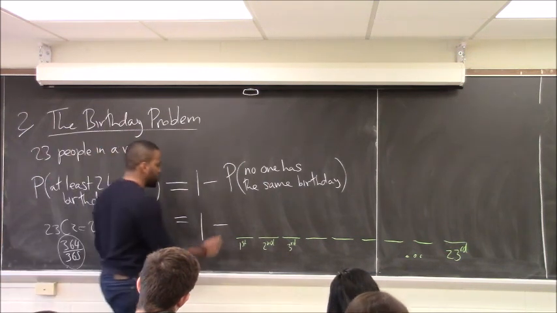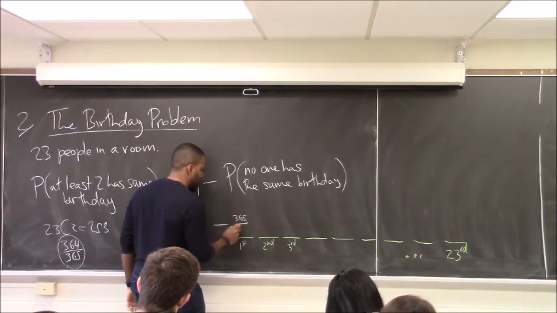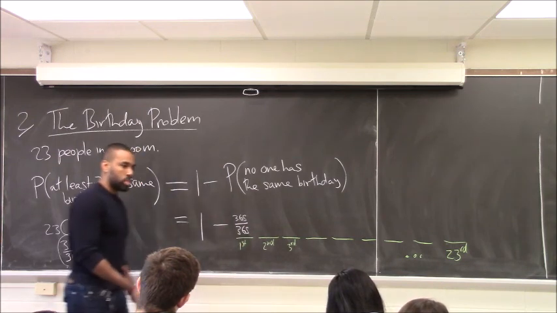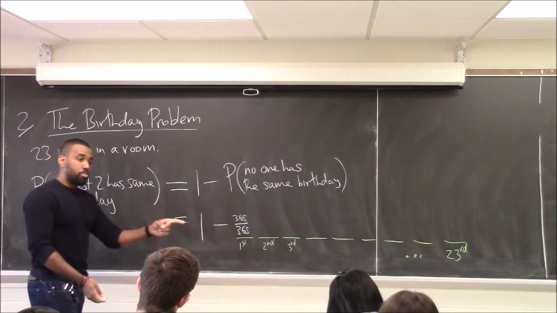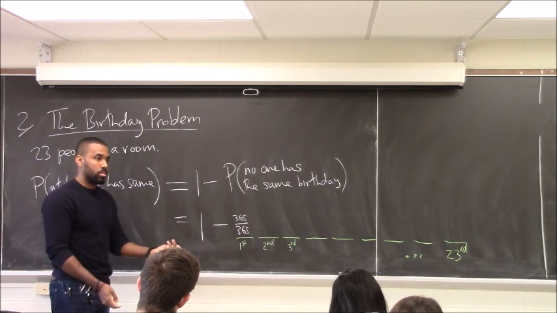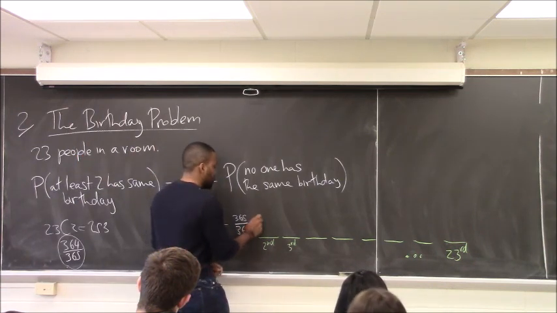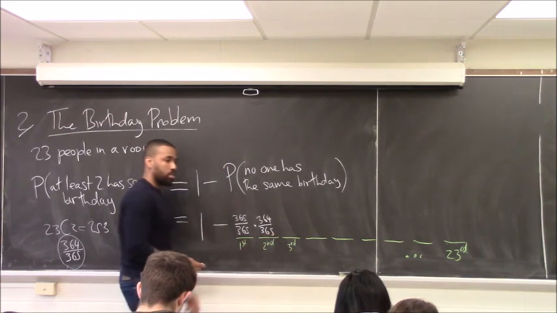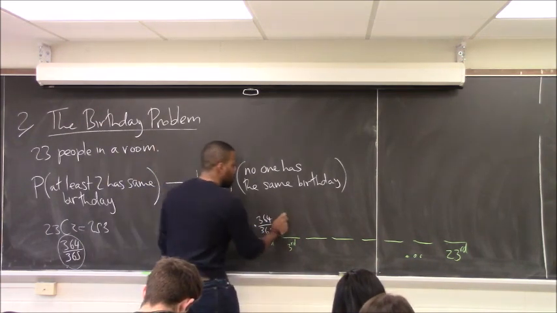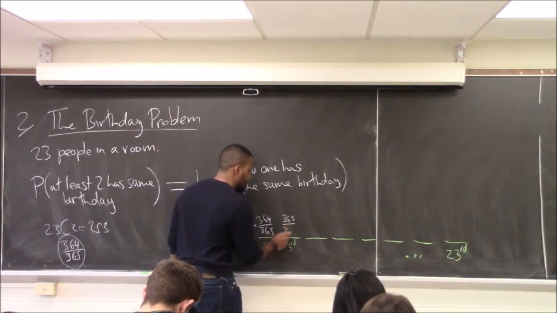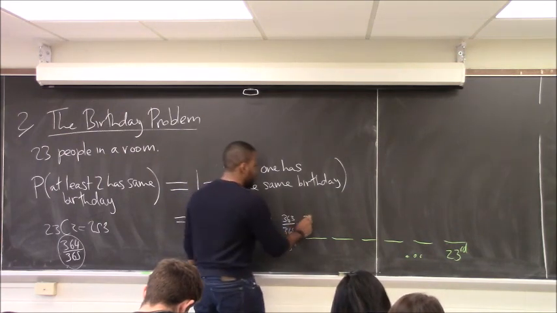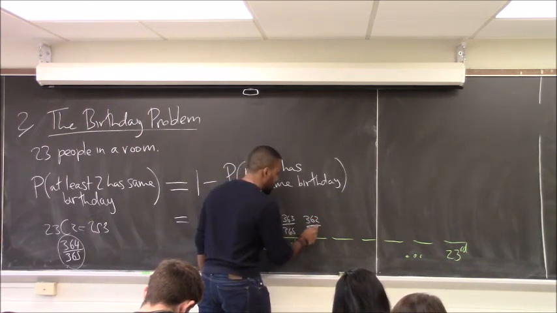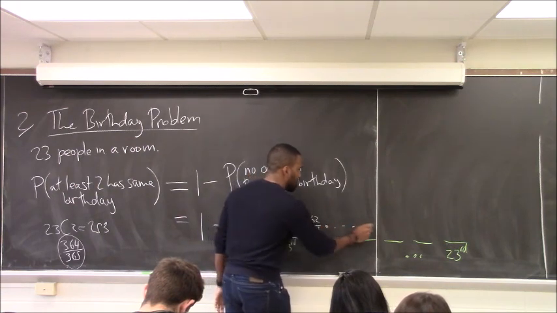Well, the first person can choose any of the 365 out of the 365 days. He has no restrictions. The second person, though, has to say a different day, right? So he'll have 364 options out of the 365. The next person only has 363 options out of the 365. The third person, 362 options out of the 365. And so on and so forth.